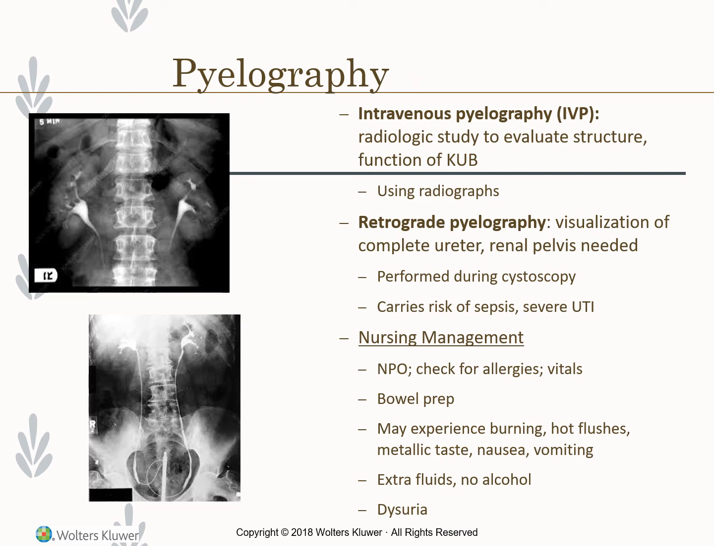Pyelography. An IVP is an intravenous pyelography. It's a radiologic study to evaluate the structure and function of the KUB. The KUB stands for the kidney, ureter, and bladder X-ray.